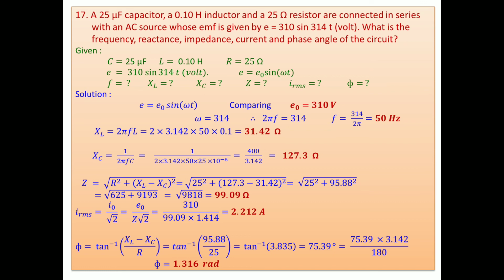Thereafter, we have to calculate the phase angle of the circuit. The phase angle can be taken as tan inverse of X L minus X C upon R, equal to tan inverse 95.88 upon 25. Or you can take tan inverse 3.835, which is 75.39 degree. Converting into radian, multiply by pi by 180, that is 3.142 upon 180. We get 1.316 radian. This is your answer.